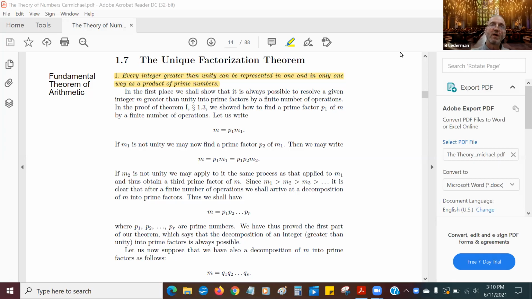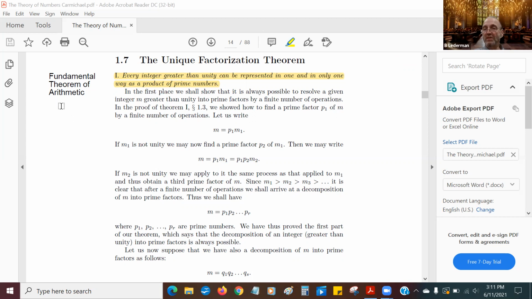Hi, everybody. Now we're doing section 1.7, which is one of the most important theorems in all of numbers. The textbook calls it the unique factorization theorem. This theorem is often referred to as the fundamental theorem of arithmetic.